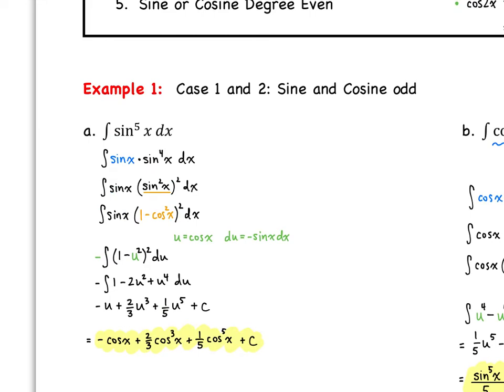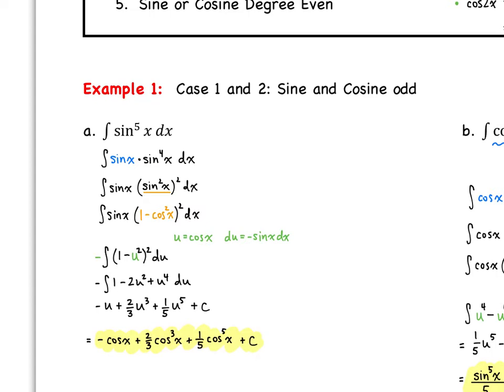Our first example is dealing with cases 1 and 2, where sine and cosine have an odd degree. Now our goal is to make integrating easier. If we just had the integral of sine to the 5th power of x, we couldn't use a U substitution, and we're kind of stuck. So we need to make things easier so that we can use a U substitution.